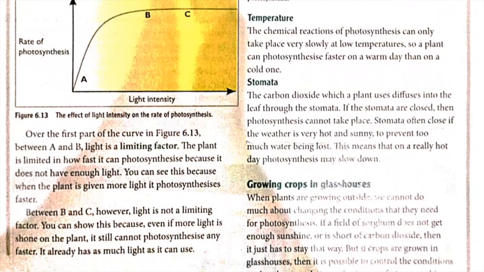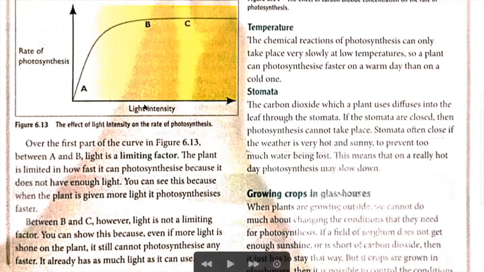So when the plant receives sufficient light intensity, this cannot increase the rate of photosynthesis. Instead, it will make the rate of photosynthesis become constant. Okay, so maksudnya dia dah lebih hard dah. Because this is the light intensity required to have maximum rate of photosynthesis. Can you understand? Okay, good.